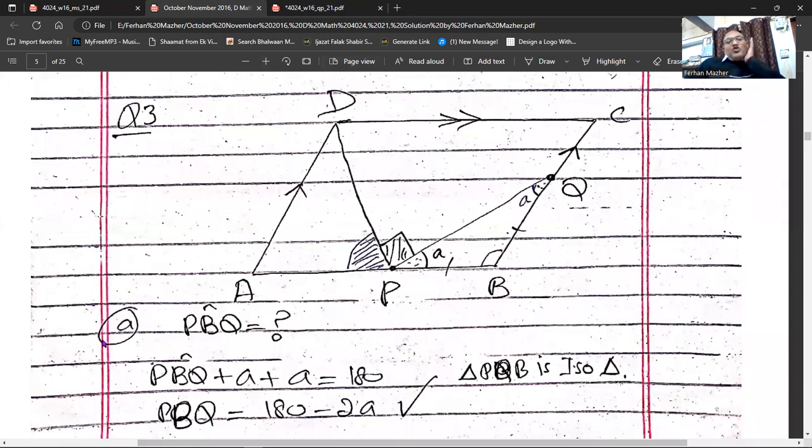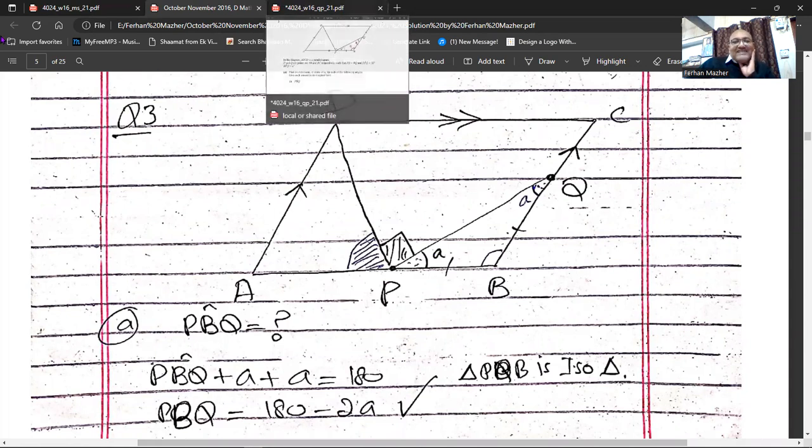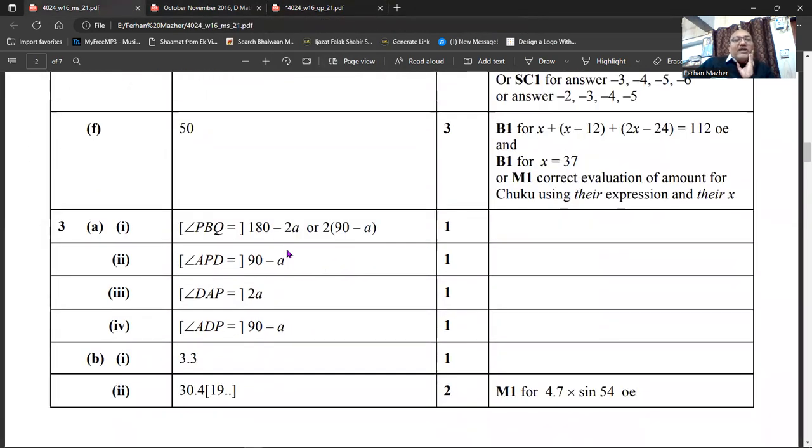So PBQ plus A will be equal to 180, so PBQ will be equal to 180 minus 2A. The reason for this is that triangle PQB is an isosceles triangle, because these two sides are equal. These two angles will also be equal to each other. They are the base angles. So 180 minus 2A, our answer is right.